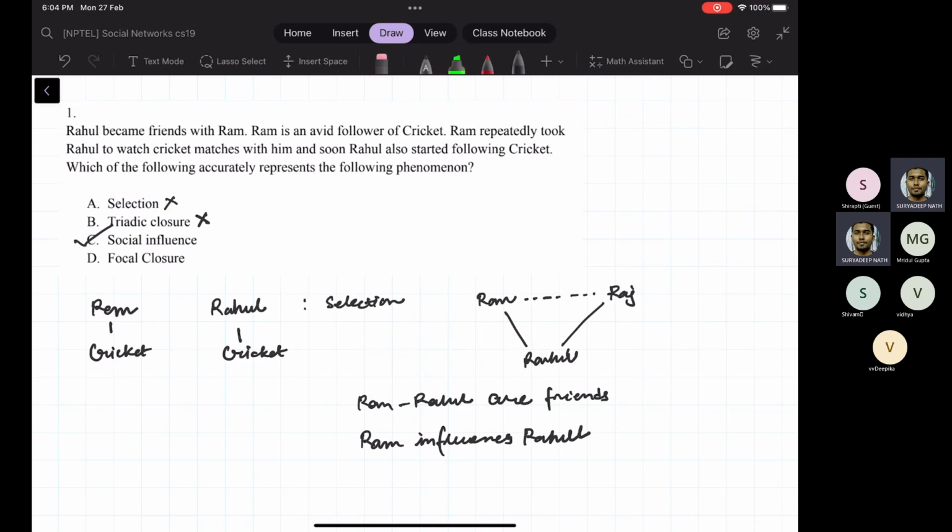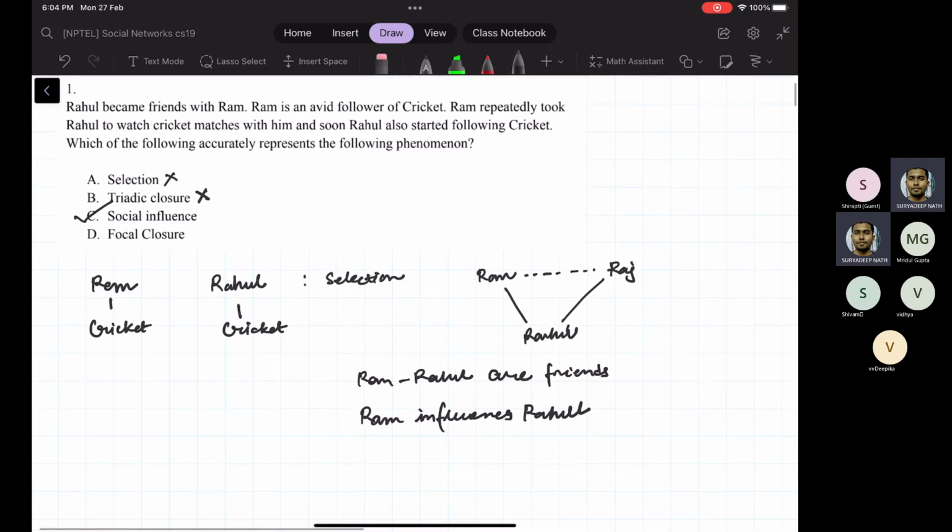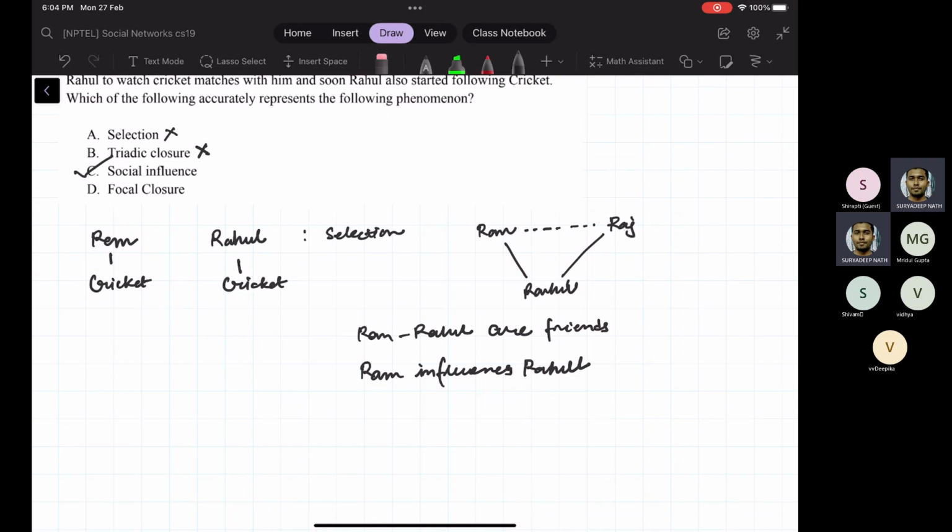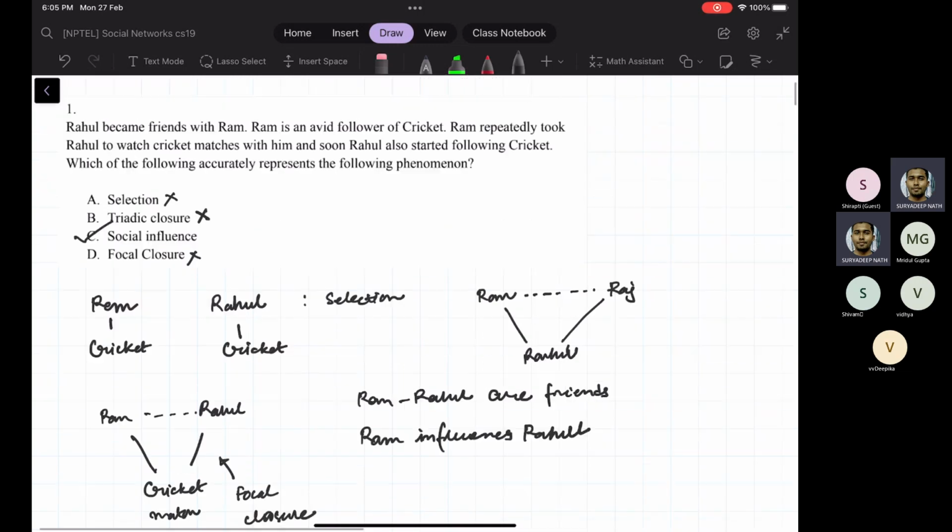And focal closure. The option focal closure is not correct. Why? Suppose Ram and Rahul both met at a cricket academy or some cricket match, and then their friendship developed, then this would be focal closure. So focal closure is also not the right answer. So option C, social influence, is the right answer for this question. Okay, so let us move on to the next question.